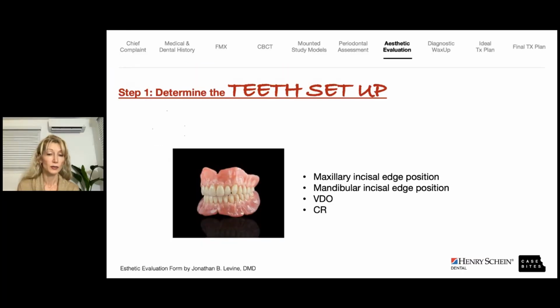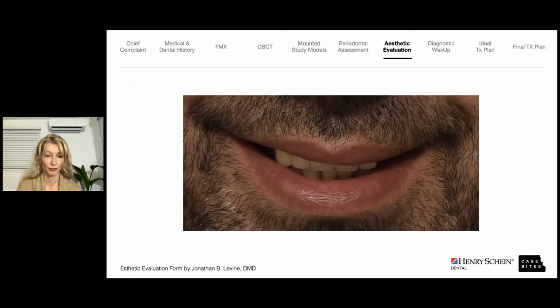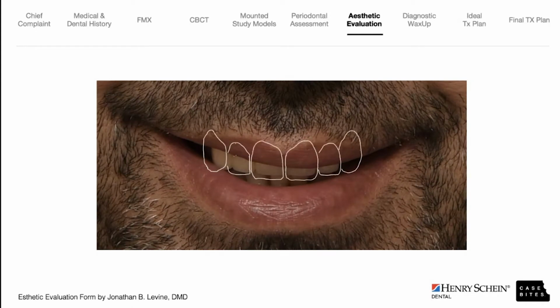So it comes down to maxillary incisal edge position, just like we learned with dentures, determining the mandibular incisal edge positions. Then we have to decide at what vertical dimensions we will be restoring this case in order for the patient to have proper aesthetics and function. And we have to restore the case in some repeatable position, like a CR position. Now, for this particular patient, again, looking at the smile and the incisal display, we're looking to change slightly with the future restorations for the maxillary incisors.